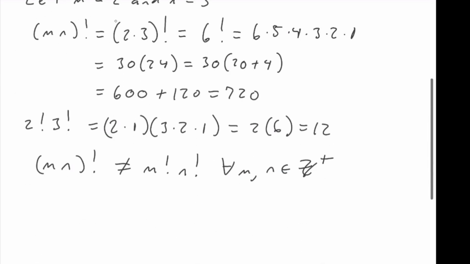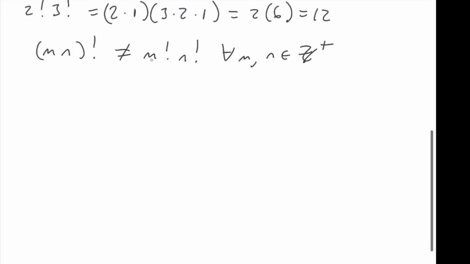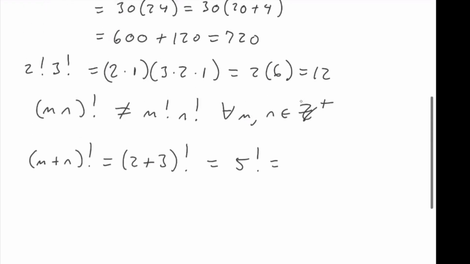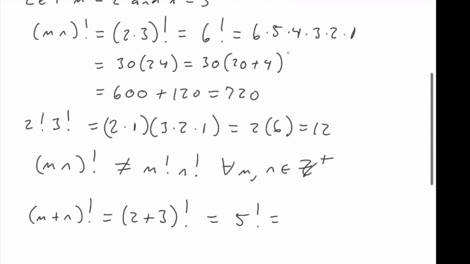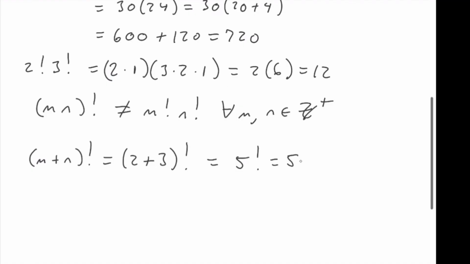Now let's go ahead and let m be 2 and n be 3 for the next one. So let's look at (m plus n) factorial, where m is 2 and n is 3, which is 5 factorial. That's 5 times 4 times 3 times 2 times 1, which is 20 times 6, which is 120.